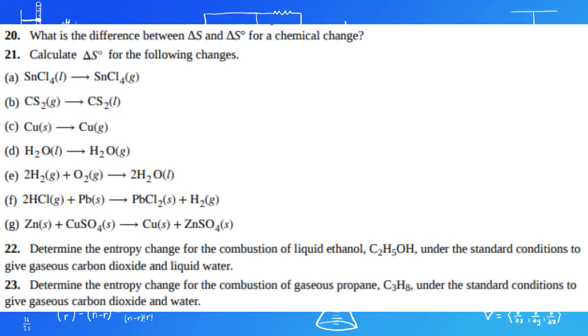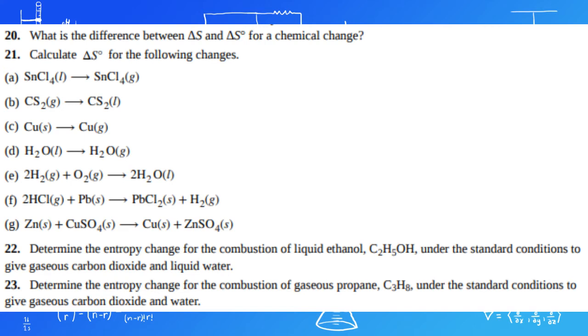What's the difference between delta S and delta S standard for a chemical change? That degree symbol means standard, and we'll see that again later in this video. So the degree symbol just means that it's measured under standard conditions, a pressure of 1 atmosphere for gases or a concentration of 1 molar for aqueous substances.